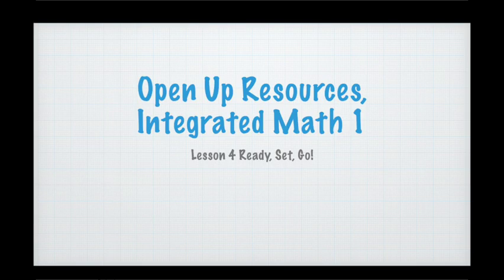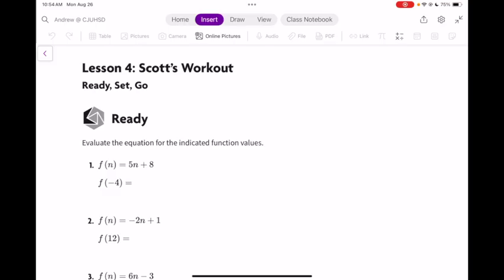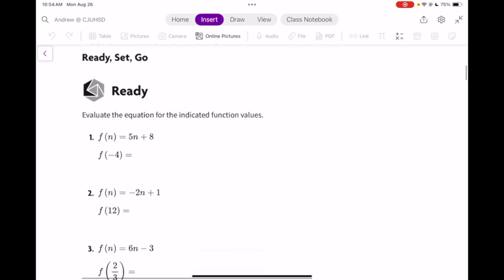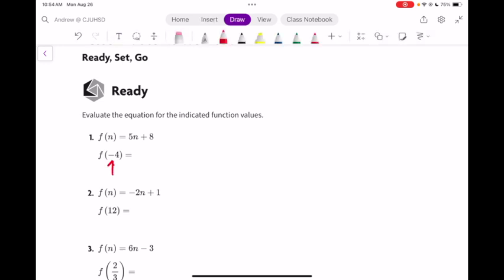Lesson 4, ready, set, go. We start with evaluating functions. That means replacing the variable with the number indicated in between the parentheses. So this would be 5 times negative 4 plus 8, or negative 20 plus 8, negative 12, our answer.